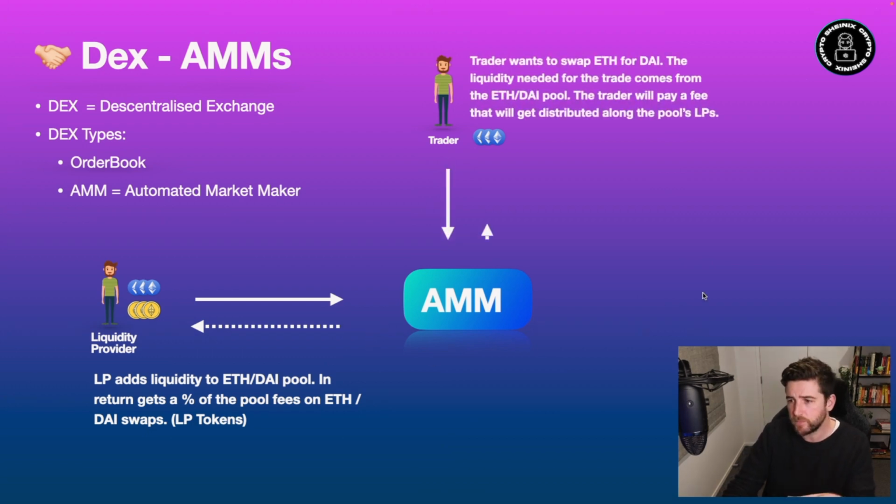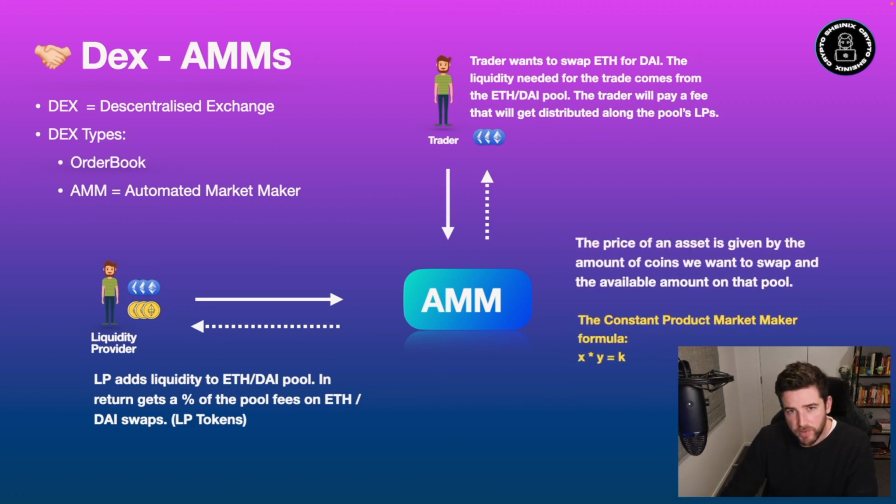And then on the other side, we have the trader. For example, let's say the trader wants to swap ETH for DAI. The liquidity needed for the trade comes from the ETH DAI pool, and the trader will pay a fee that will get distributed among the pool's liquidity providers. That's what we said before.